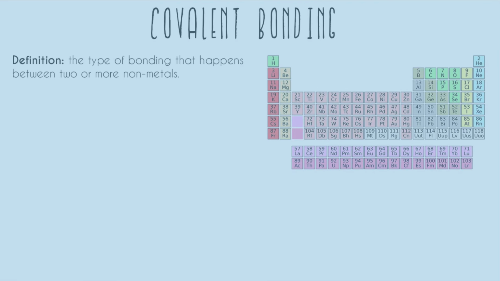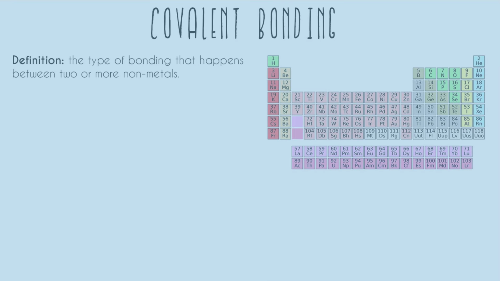In this video, I'll be going over the definition of covalent bonding, how to identify a covalent bond, and then I'm going to just get into how to start drawing out covalent bonds. So, the overall definition is the type of bonding that happens between two or more nonmetals. So, no metals allowed in covalent bonds.